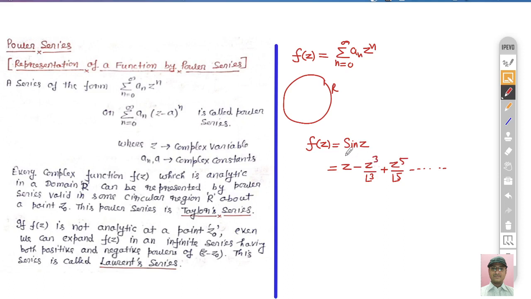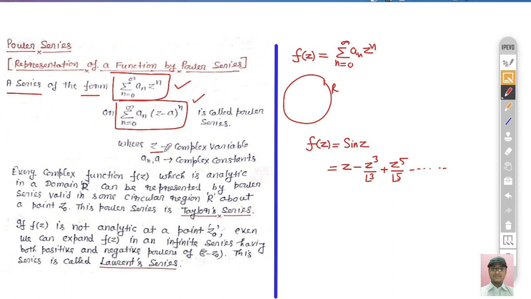Hence it is called a power series, right. So now just see here, the series of the form sum for n from 0 to infinity of a_n z^n is called a power series. Or you can also represent the same series by this form: sum for n from 0 to infinity of a_n (z minus a)^n. So you can represent the power series by either this form or this form. Now I will tell you what these notations a_n, a and z represent.